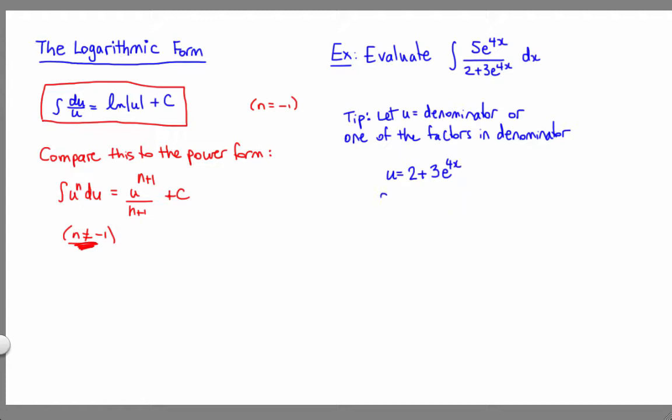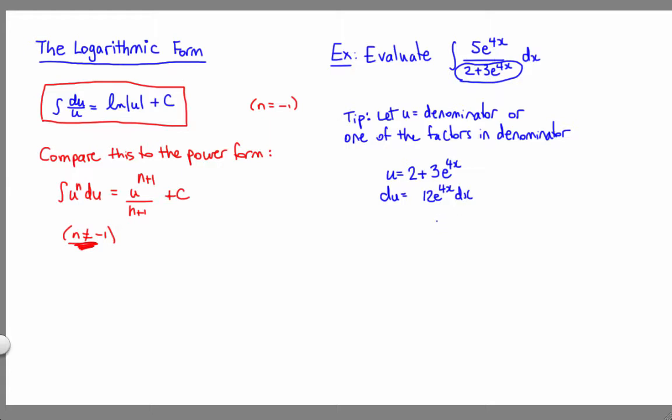And as usual for a substitution problem, we're going to calculate du. So let's first calculate the derivative of u. Derivative of 2 is 0, and derivative of the exponential is going to be 12 e to the 4x. So to turn that into a differential, we'll multiply by dx. Now let's take a look up at our integral. So as of right now, we've accounted for the denominator. We're going to be able to write that denominator there as u.